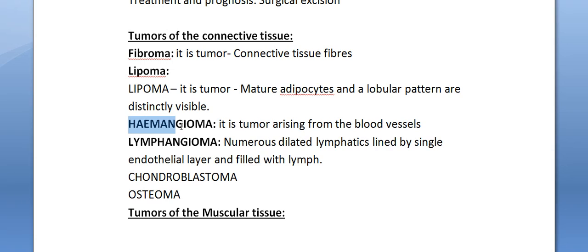Next, hemangioma. This is an interesting tumor arising from blood vessels, especially capillaries. Hemangio: hema means blood, angio means blood vessel, oma means tumor. Interesting in these tumors, when you press, the size of the tumor will reduce or disappear. When you release your finger, it will come back.